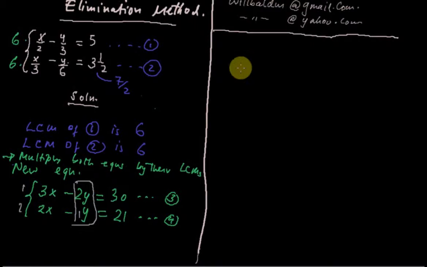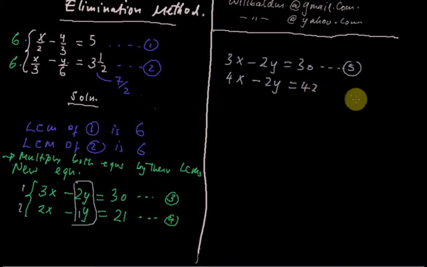Multiply by 1 here, I'm going to get the same equation, 3x minus 2y equals 30. This is my equation number 5 now. And down there, multiplying by 2, I'm going to get 4x minus 2y. This is equal to 42. This is my equation number 6.